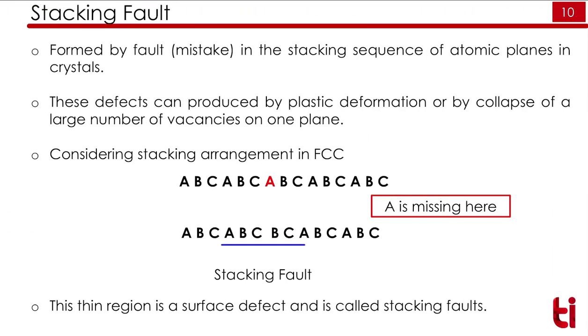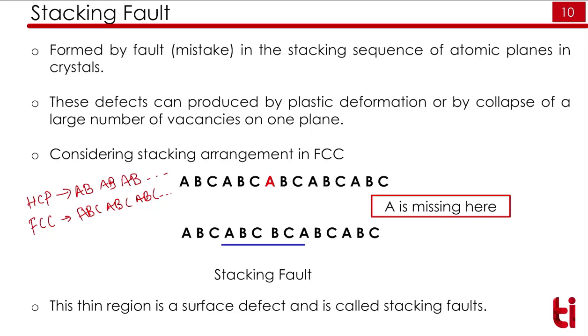The next kind of defect is the stacking fault. A fault is a kind of mistake, and stacking means there is a mistake in the stacking sequence of the atomic layers. As we know, if we take the example of HCP or FCC, HCP forms by layers of atoms such as AB, AB, AB, and FCC forms layers of atoms such as ABC, ABC, ABC, and so on.